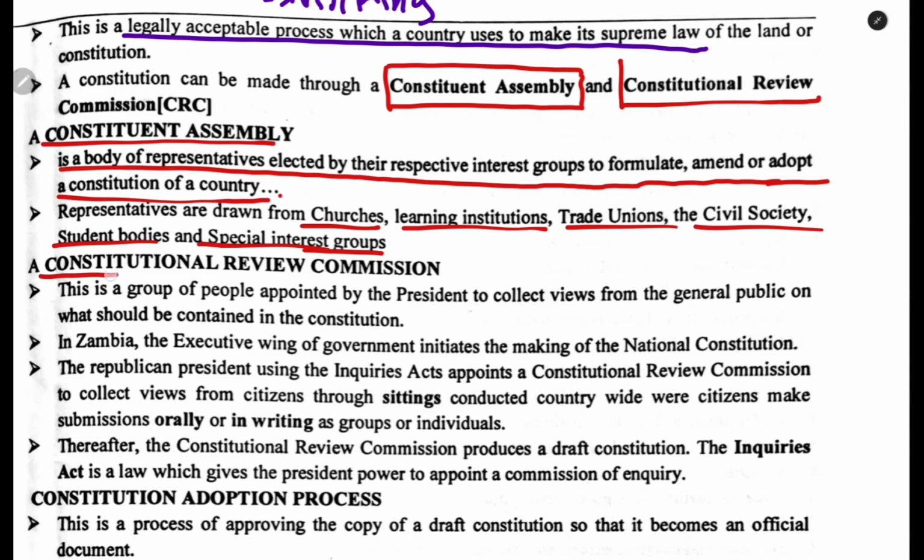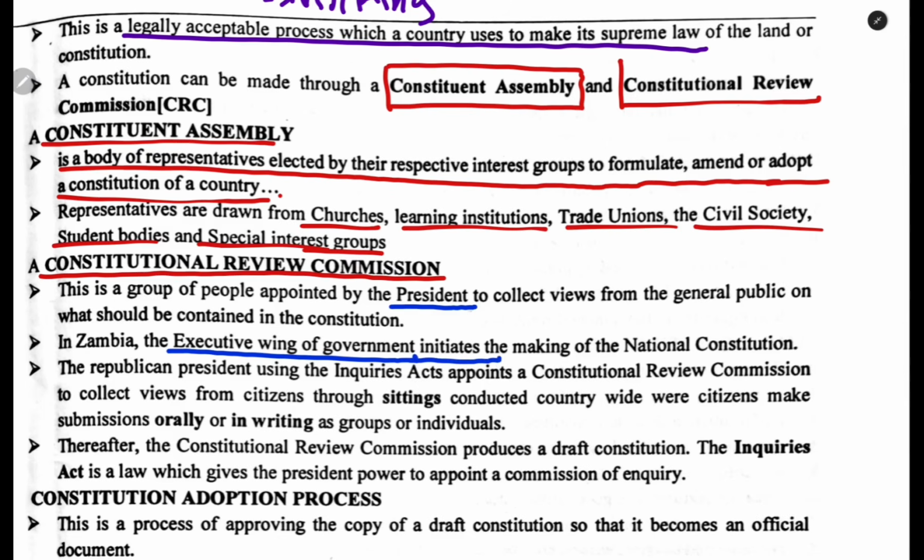Then we have the Constitution Review Commission, okay, CRCs. We are just from looking at CRCs. So now, the CRCs, or the Constitution Review Commissions, are appointed by the president, but it is the executive wing of the government that initiates the constitution making process. Okay? So the executive wing of the government initiates the process.